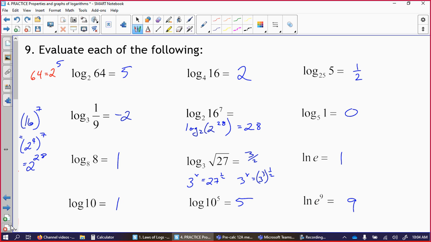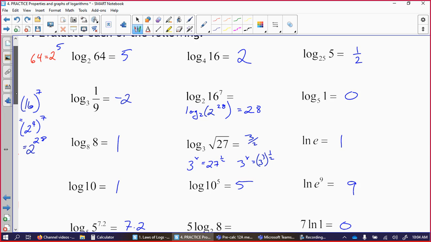Log base anything of 1 is 0. Log base 8 of 8, log base something of the same thing is 1. Log base 3 of the square root of 27. So I had to convert that into the exponential form. 3 to a power equals 27 to the 1 half. Well, I recognize that 27 is 3 cubed. And then when I multiply my exponents, 3 times a half, so x is 3 times a half, and we'll actually look at a way to do that without doing all of this.